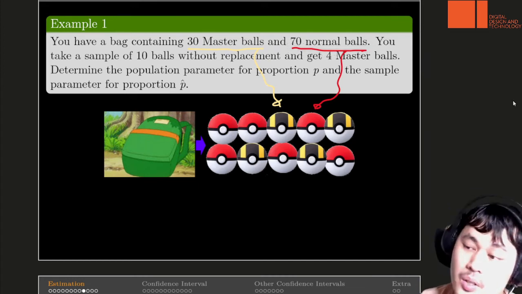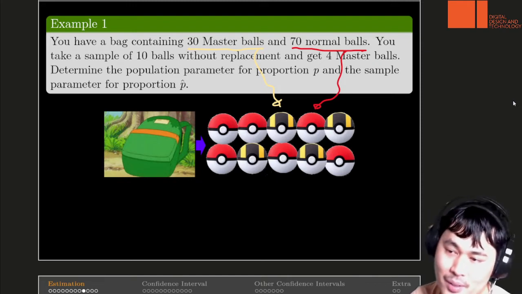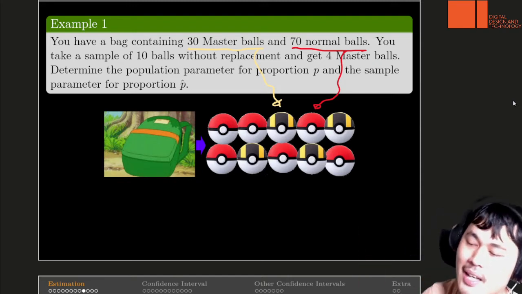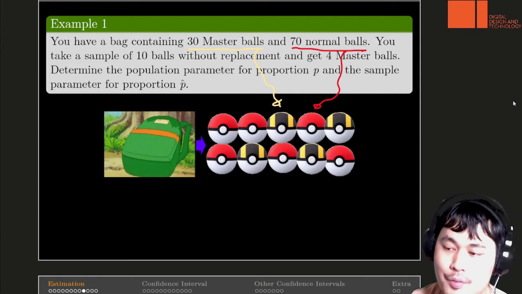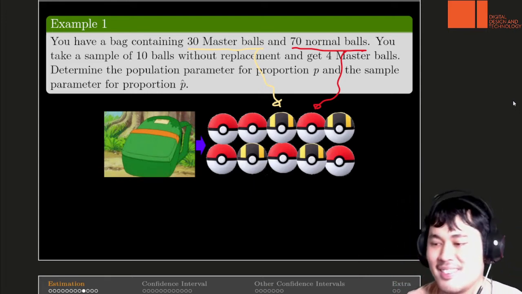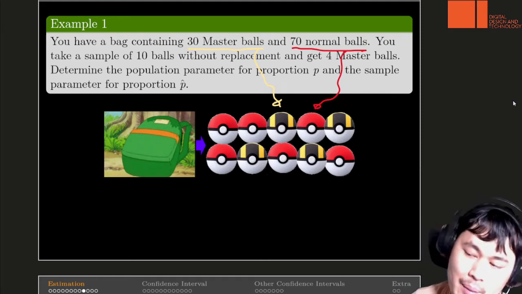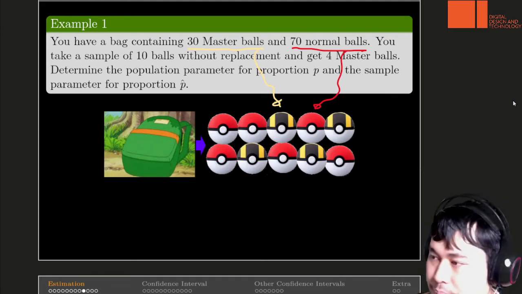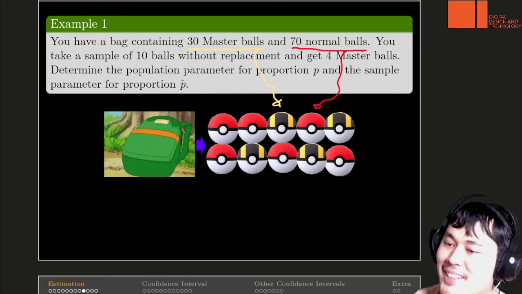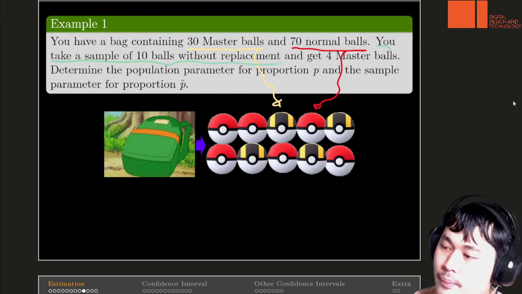And maybe you know the content of the bag, maybe you don't. And maybe you pack the bag yourself, so you know. But let's suppose we are taking a look at this bag from the perspective of someone else. Maybe your friend takes a look at your bag, and they want to say, oh, how many balls are in the bag. And so you, or maybe your friend, take a sample of 10 balls without replacement.